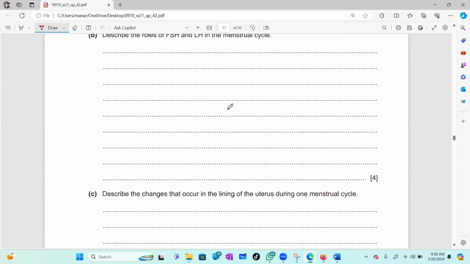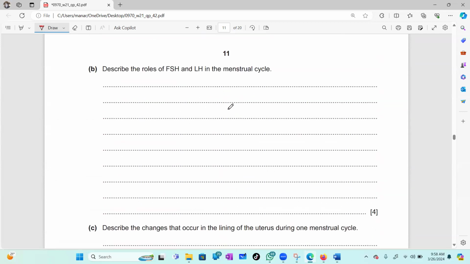Now describe the role of the follicle stimulating and the luteinizing hormone in the menstrual cycle. And 4 marks. When you have 4 marks, this means how many functions will you mention for every hormone? 1 or 2?